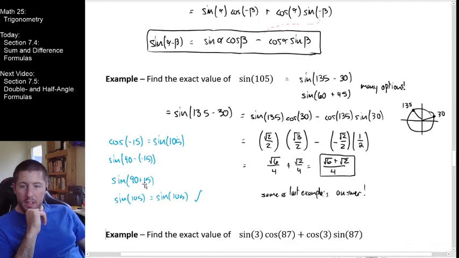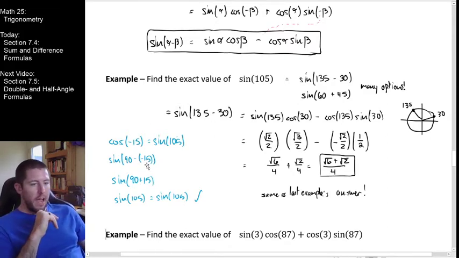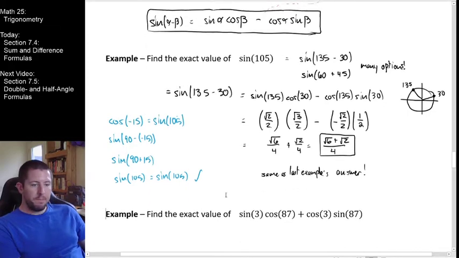So we get the same answer as the last one, and I can prove that those should be the same because the cosine of negative 15 should be the sine of 90 minus negative 15. That's our complementary angle formula right there, again showing up.